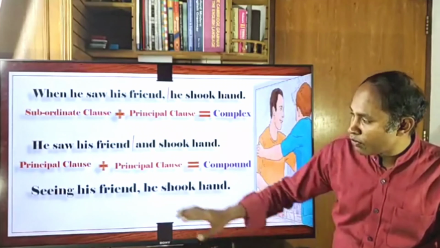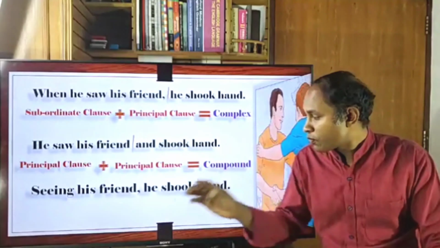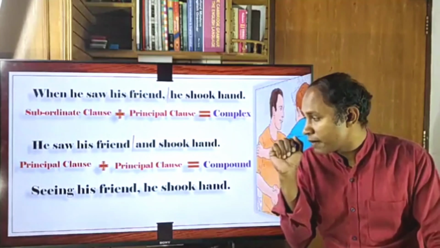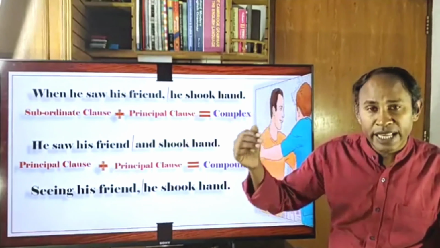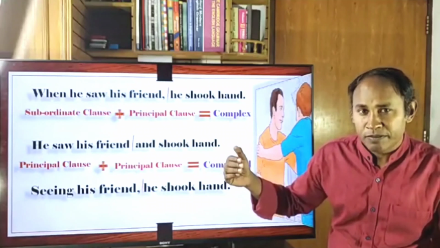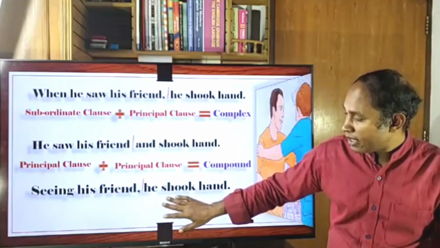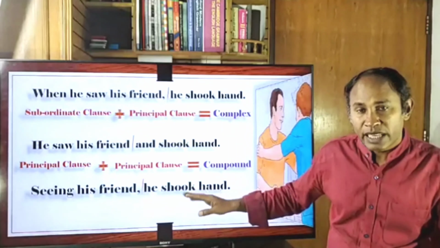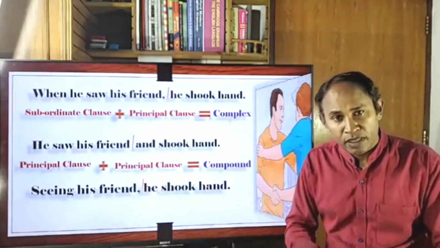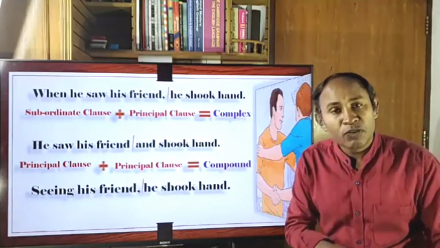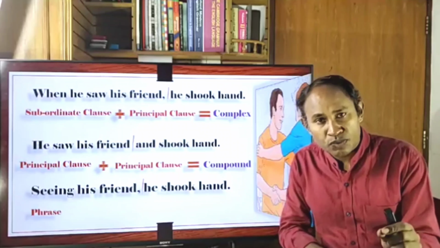And the last one, I will go for the last example. "Seeing his friend, he shook hand." Look at this sentence. If we divide it into two parts, we see "seeing his friend." Is there any finite verb? Let's see. And "he shook hand." In this part, we have the finite verb, right? The verb is shook and the subject is he. And "seeing his friend" is called a phrase, not a clause.